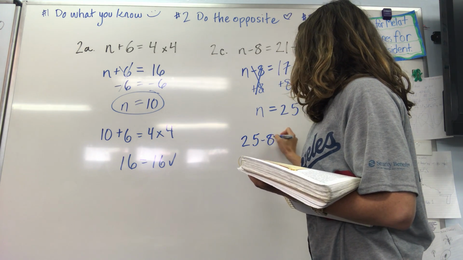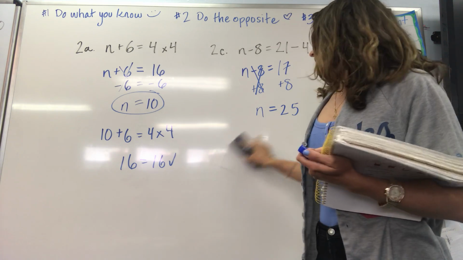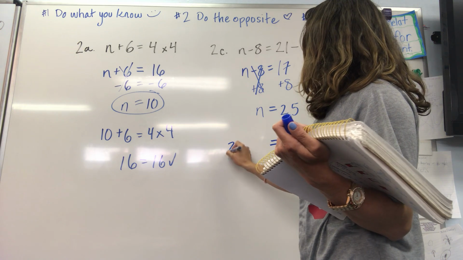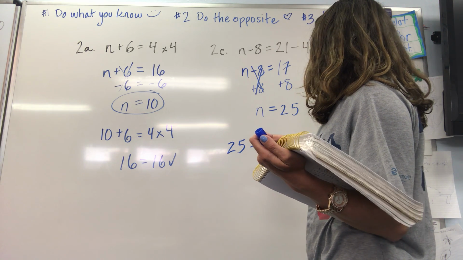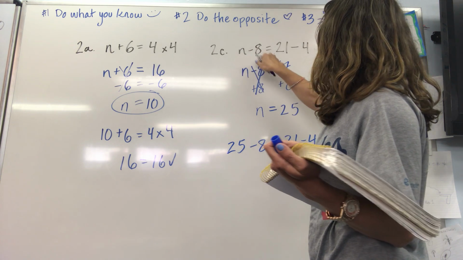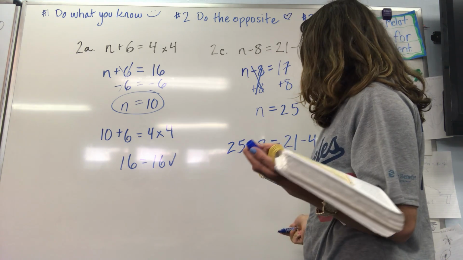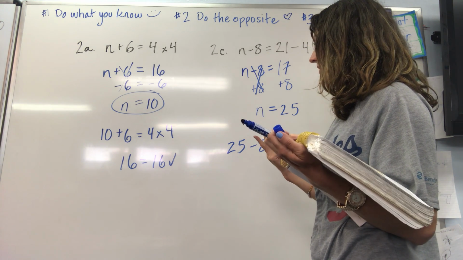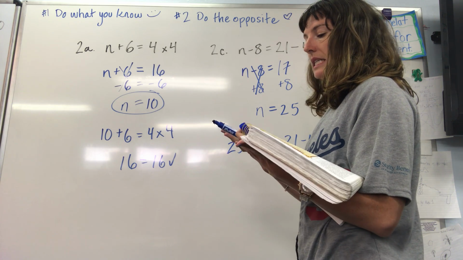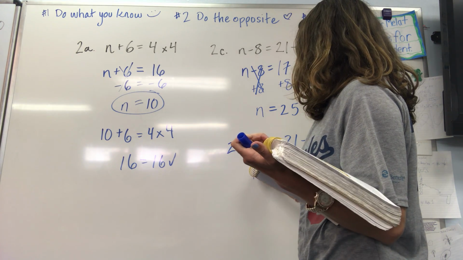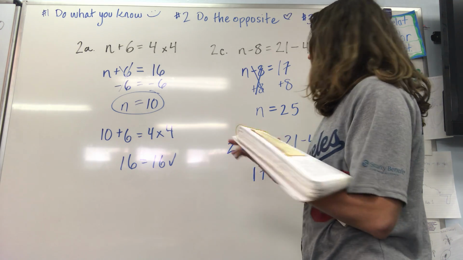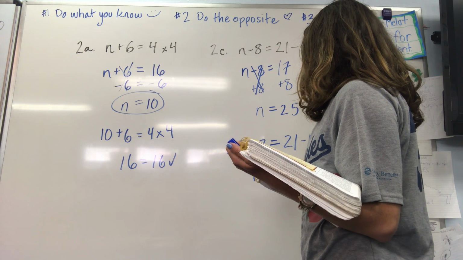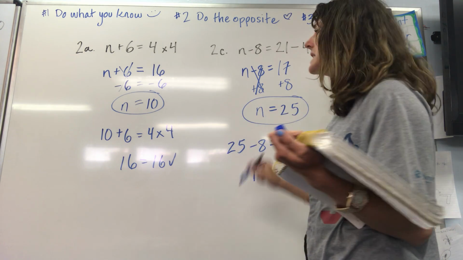25 minus 8. I'm going to draw my equal sign first, so it's all lined up. Okay, 25 minus 8, 21 minus 4, n minus 8, 21 minus 4. 24, 23, 22, 21, 20, 19, 18, 17. Okay, just making sure. 20, 19, 18, 17. Okay. It's the same, and I circle this.